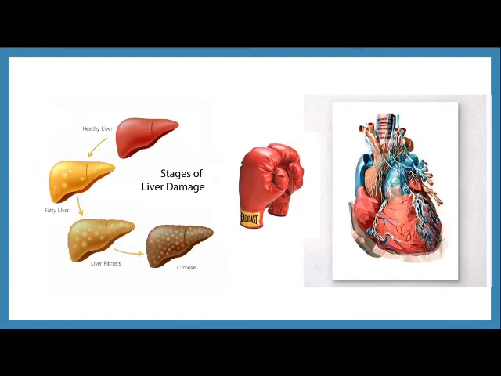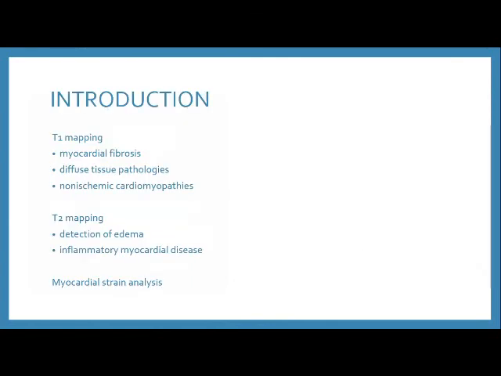So this is just an image to kind of relate what's happening here. We have chronic liver disease, as in cirrhosis, that's basically punching the heart over there to the right. We have heart damage due to chronic liver disease.